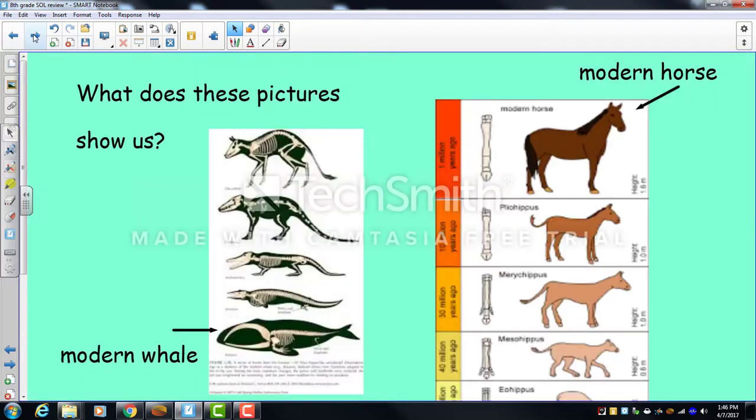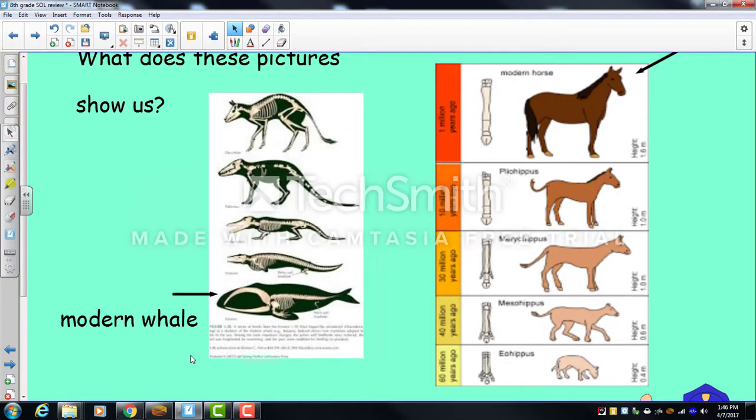Now, what do these pictures show us? This is what a whale used to be 55 million years ago. It kind of walked around like a dog slash rat. And now here is modern whale today. All right, so 55 million years, the whale, as we know, walked on land. How do we know it walked on land? It has a pelvis. It still has a pelvic bone, and that is a vestigial structure.